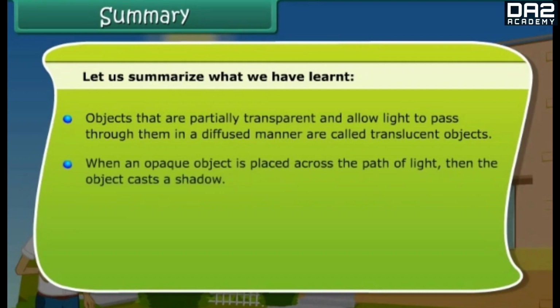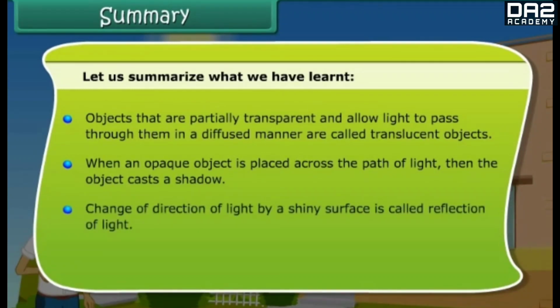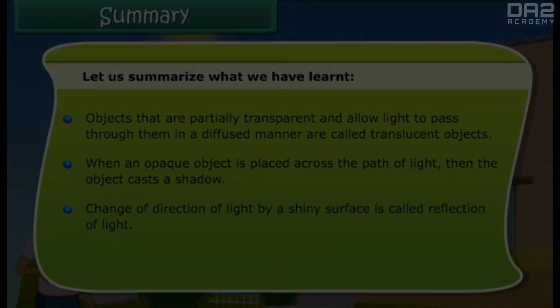When an opaque object is placed across the path of light, then the object casts a shadow. Change of direction of light by a shiny surface is called reflection of light.